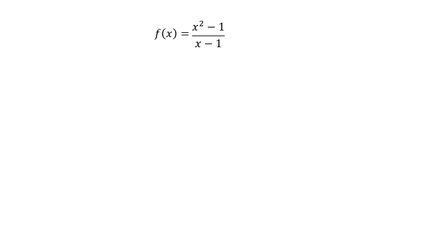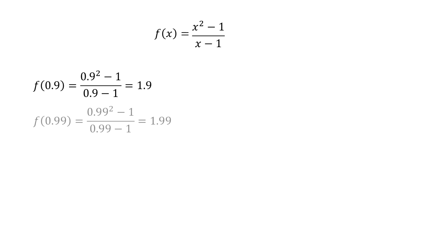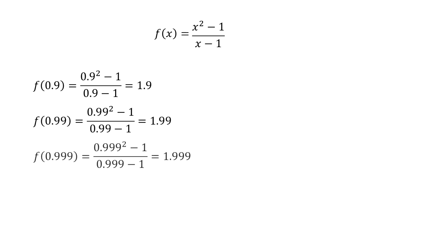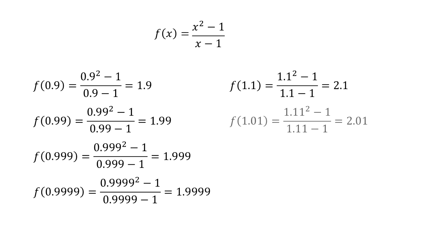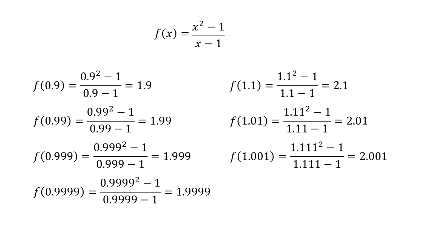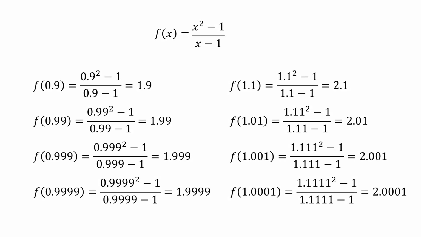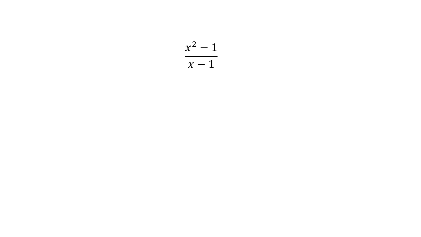Back to our function. Instead of considering x equal 1, let's approach it closer and closer to 1. Calculate for 0.9. Add more decimals. You can see it's getting closer to 2. Do the same thing with values greater than 1. Again, the same thing. It's also getting closer to 2. That's why we can say that the limit of f as x approaches 1 is 2.